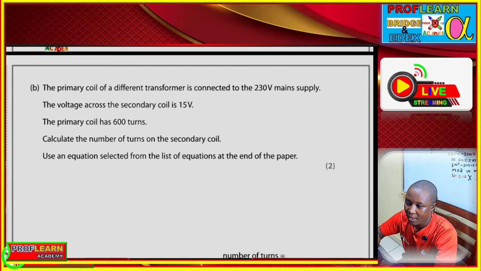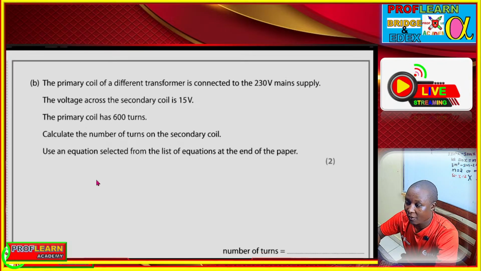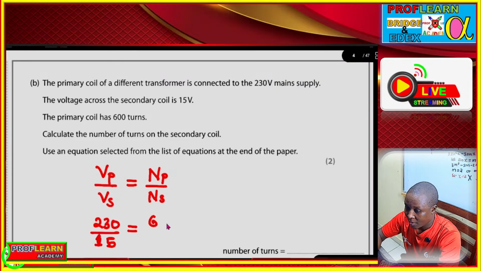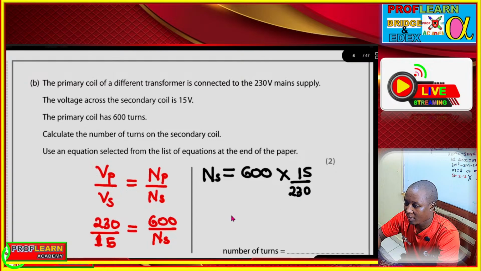A transformer is connected to a 230 volt mains supply. The voltage across the secondary coil is 15 volts. The primary coil has 600 turns. We are supposed to find the number of turns in the secondary coil. So we are going to use the formula that is usually given, Vp over Vs, where voltage in the primary coil over voltage in the secondary coil equals number of turns in the primary coil over number of turns in the secondary coil. If we substitute and make the number of turns in the secondary coil the subject, we can work it out. And if we work it out, our answer becomes 39 turns.